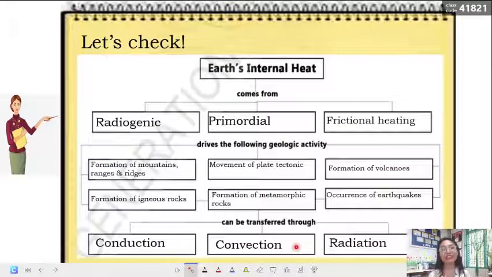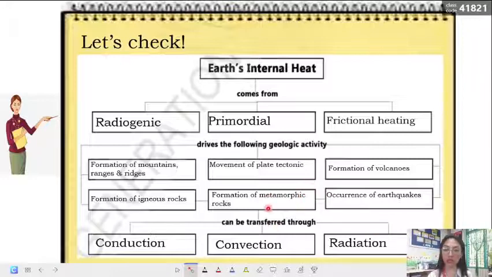Okay, the Earth's internal heat comes from radiogenic heat, primordial heat, and then frictional heating. Which drives the following geologic activity. So you have formation of mountain ranges and ridges, formation of igneous rocks, movement of plate tectonics, formation of metamorphic rocks, formation of volcanoes, and occurrence of earthquakes. So these are the 6 geologic activities that happen due to the Earth's internal heat.